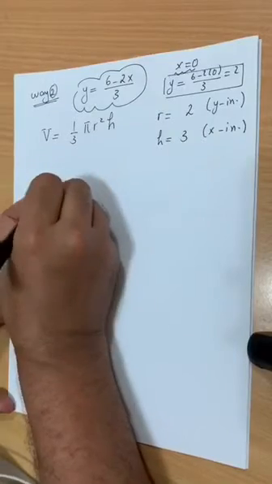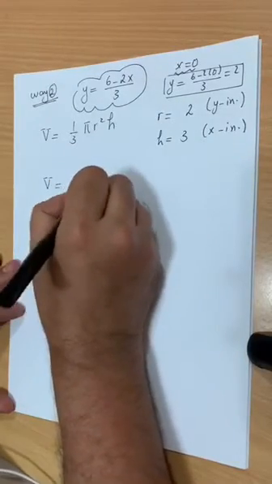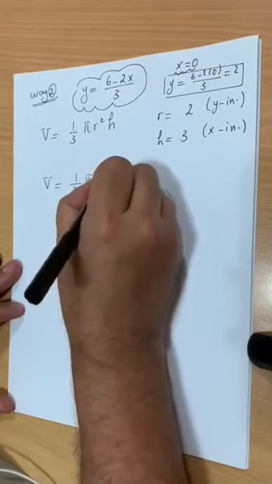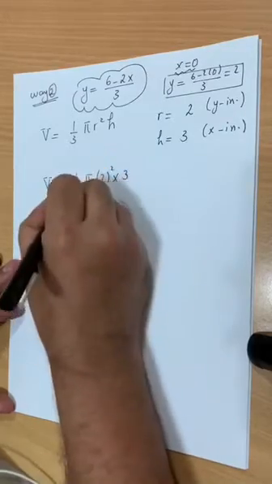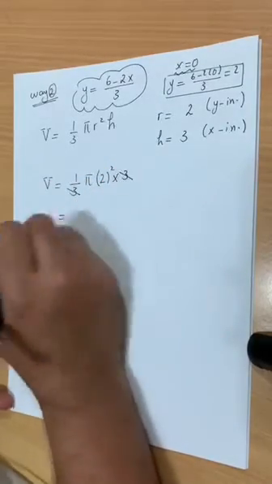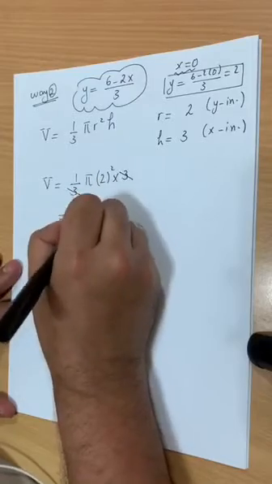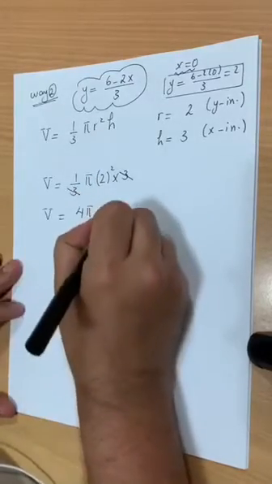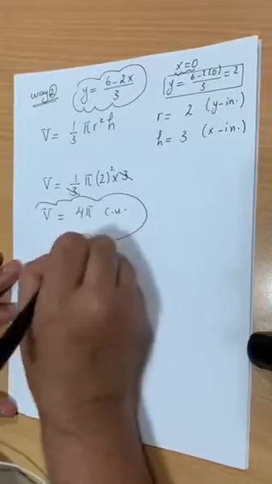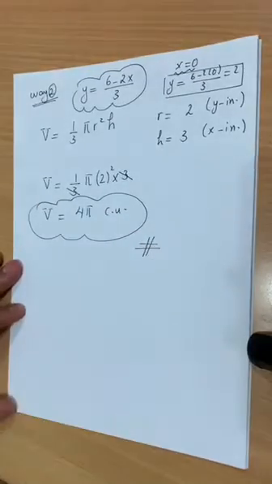Now let's replace them directly. 1 over 3 pi, and r is 2 squared, and the height is 3. 3 cancel 3. 3 divided by 3 is equal to 1. 2 squared is 4, so it's 4 pi cubic units. And we got exactly the same answer.